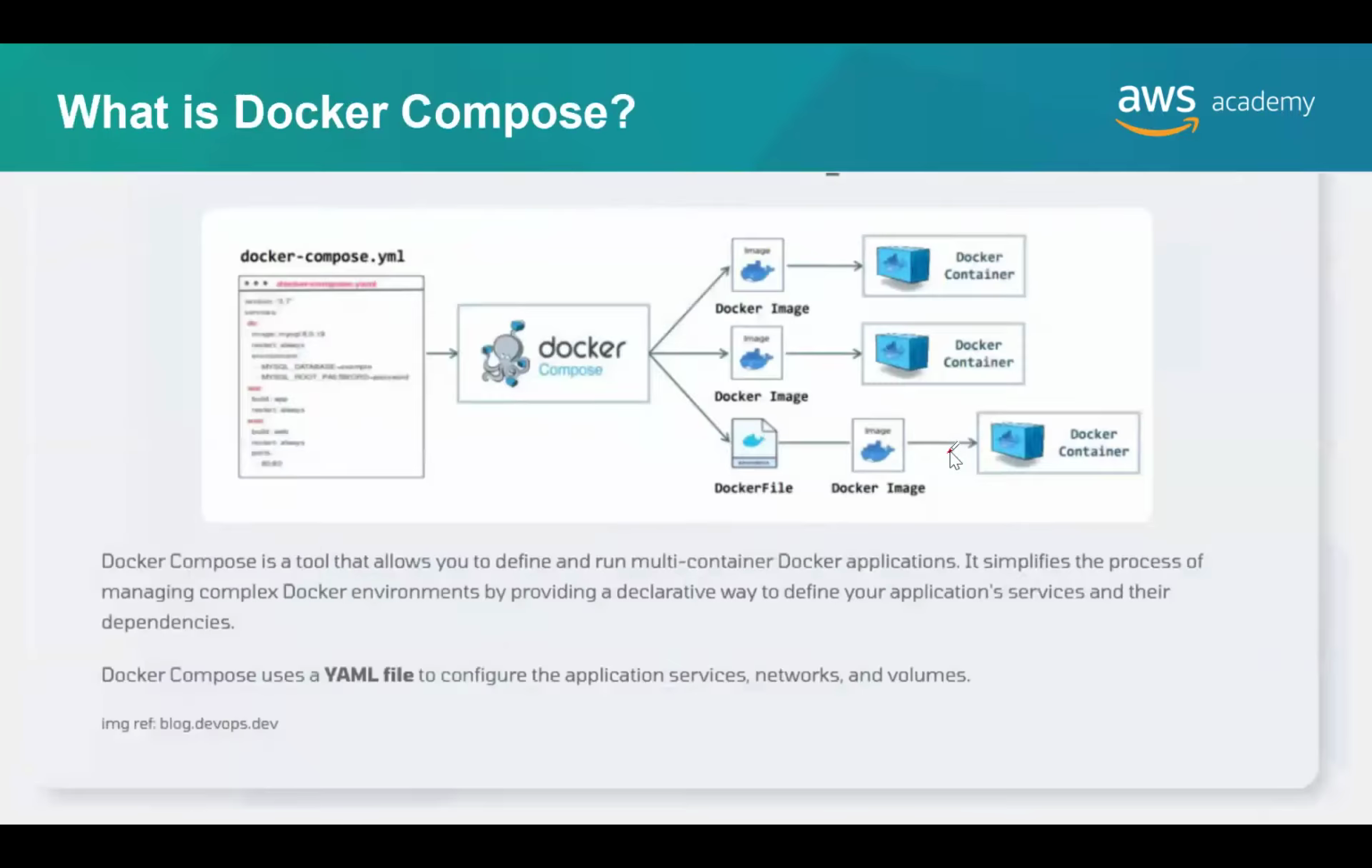Next one, Docker Compose. This is another important thing, Docker Compose. Docker Compose is a tool that helps you define and run multiple Docker container applications. It mainly helps in managing complex Docker environments by providing a declarative way. Previously it was a Dockerfile. Now here we are providing a declarative way to define your application services and their dependencies as well. In Docker Compose we use YAML format. I think the other day I told you about the difference between JSON and YAML.